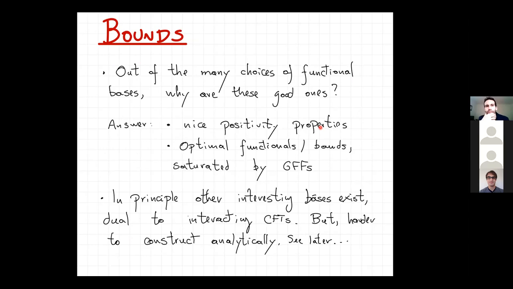So now we've proven the equivalence of the crossing equation to the vanishing of these sum rules. These sum rules are associated with bases of functionals, and I've constructed two. I've constructed one associated to the generalized free boson, another to the generalized free fermion, but in principle there should be many other bases. It's just that these are the ones that we construct. These are particularly good ones because first of all, we can construct them. Then they have these nice positivity properties that follow from the duality conditions.